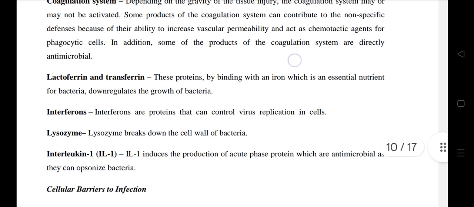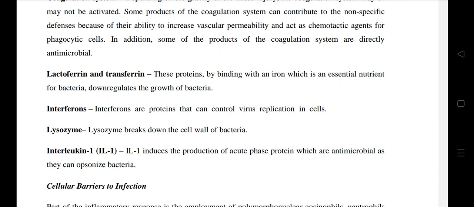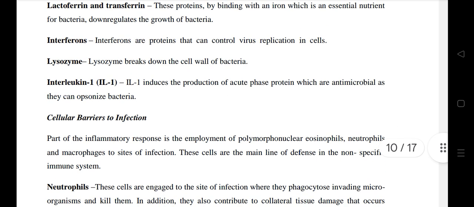Then lactoferrin and transferrin. These proteins, by binding with iron, which is an essential nutrient for bacteria, downregulate the growth of bacteria. Then interferons. Interferons are proteins that can control virus replication in cells. Then lysozyme. Lysozymes break down the cell wall of bacteria. Then interleukin 1, IL-1. IL-1 induces the production of acute phase proteins, which are antimicrobial as they can opsonize bacteria.